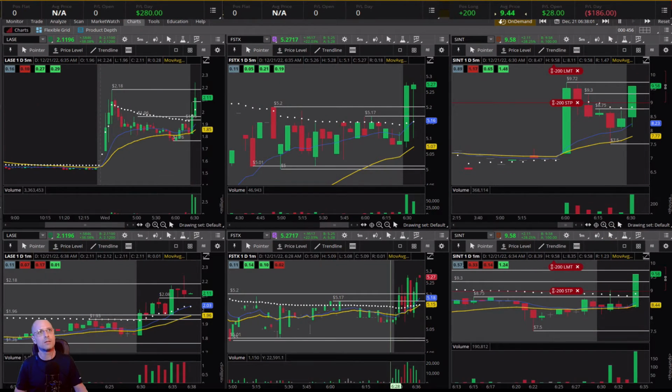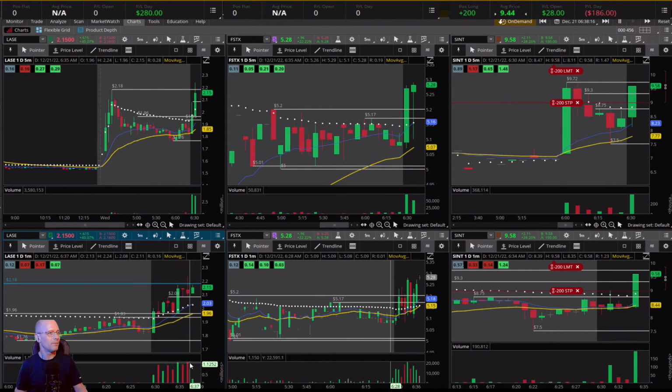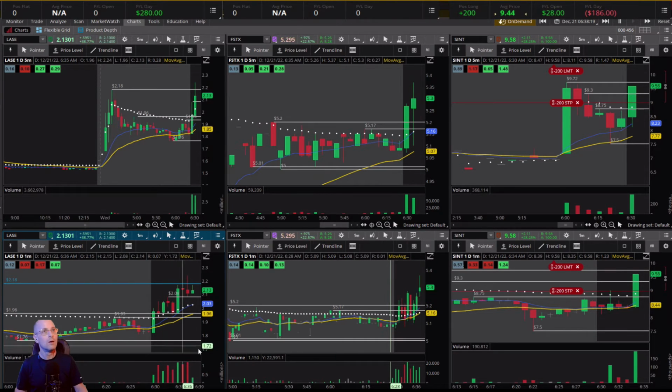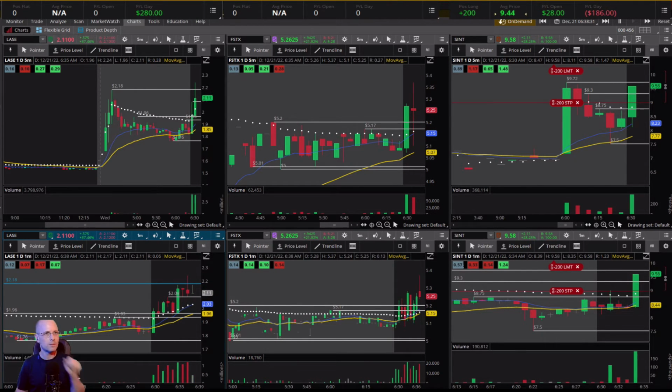Now let's see, what time is it? 6:38. Resumption on SINT should be at 6:39. So we have some higher red volume here on LASE. Let me focus on SINT first, and then I'll get back over to the other one. So coming SINT, we're up at that resistance. I actually have to cancel my order there. If I don't cancel the limit order, a lot of times it'll sell it for a loss as soon as it opens. So I have to cancel it.